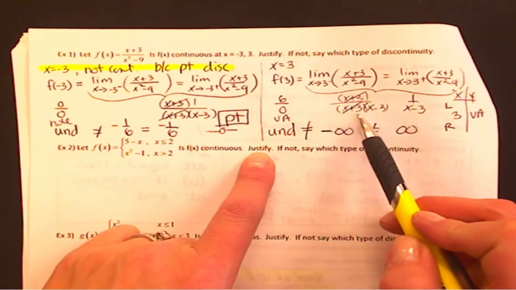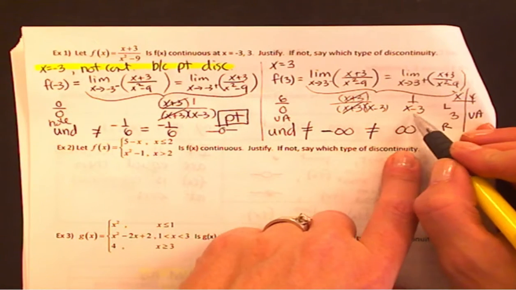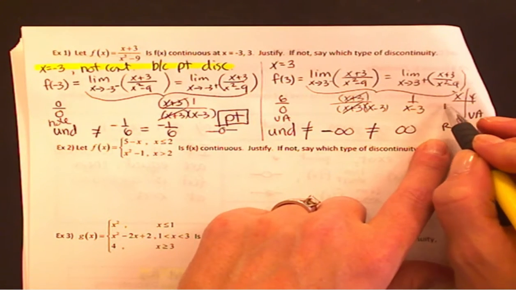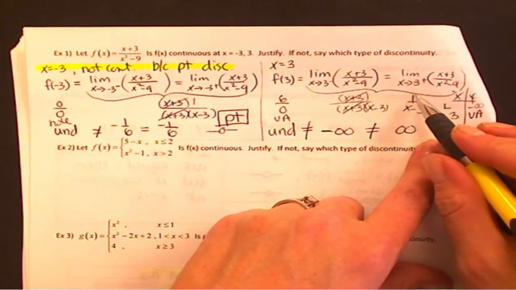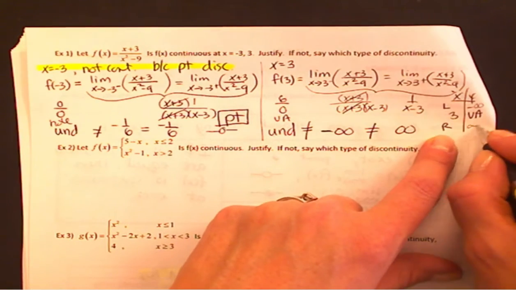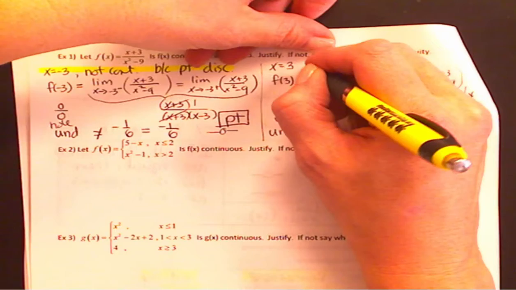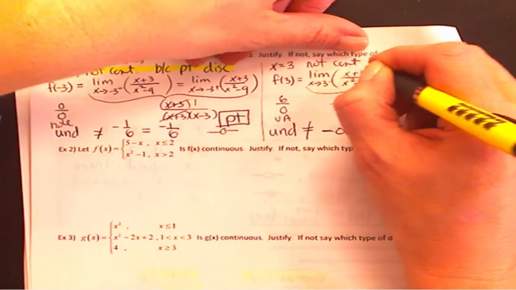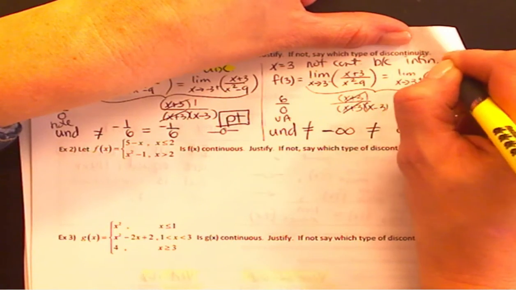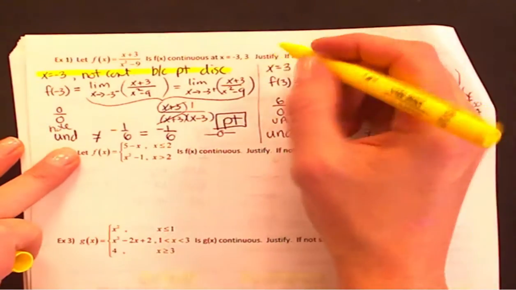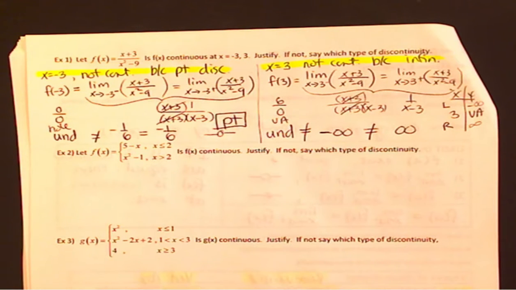So then I factored and reduced, and then I tested my function. 1 over x minus 3 to the left of 3, that's like 2.9. Negative infinity. 3.1, 1 over positive. Okay. Not continuous because infinite discontinuity. That is your answer. How do you know it was infinite? You showed the work that led you to that.